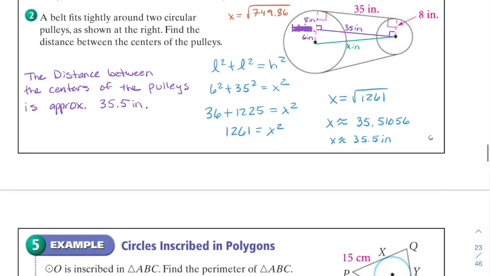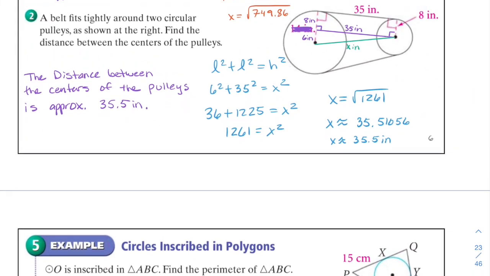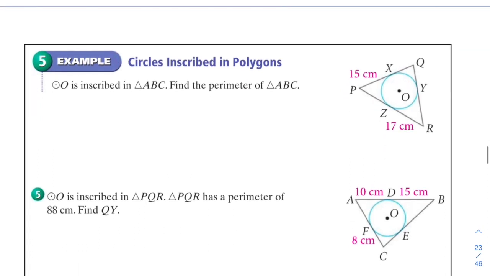Good, good. All right, so we're done with those. These are a little bit easier, I think. We can do one of two things. We can find the perimeter, or we can use the perimeter and work backwards and find the missing pieces.